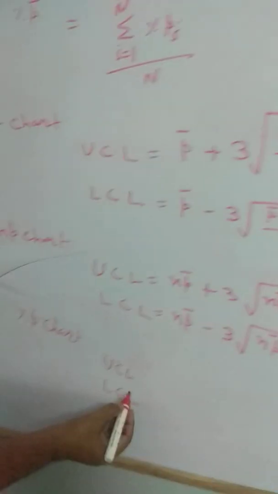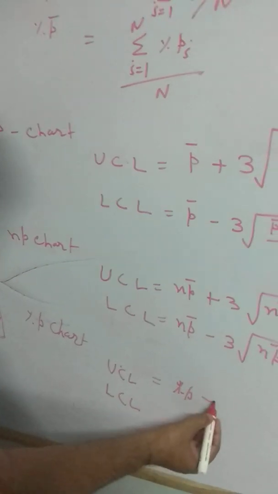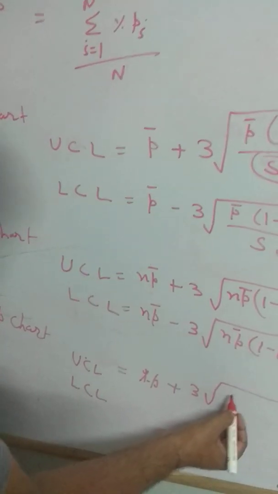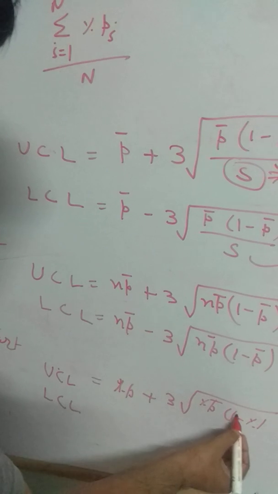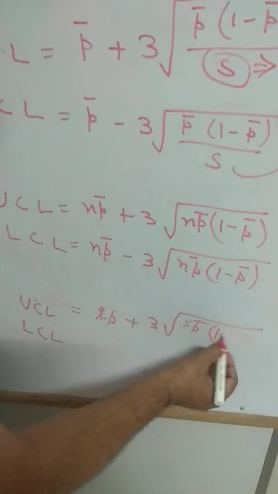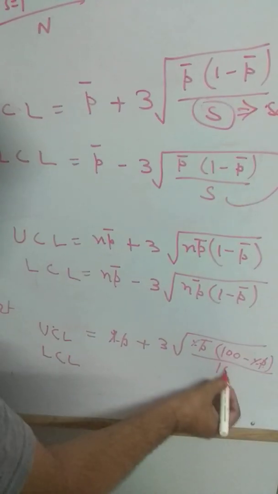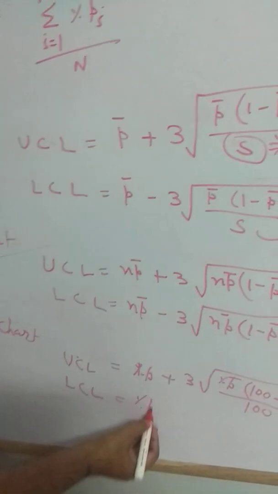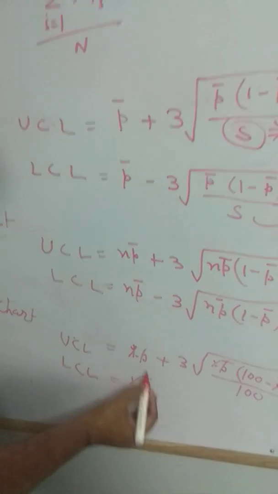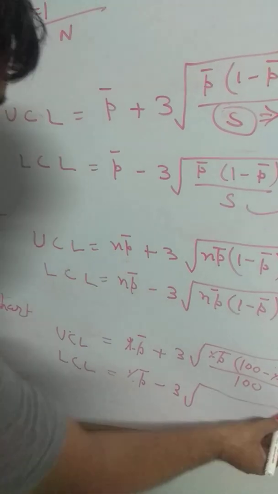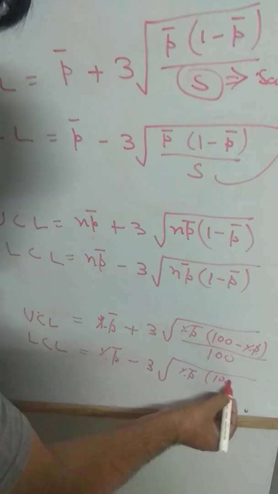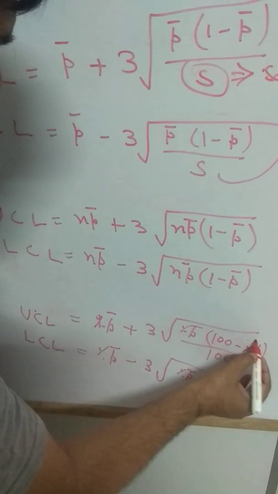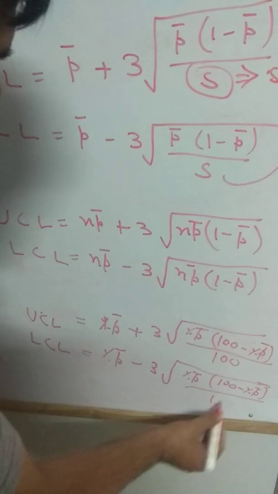And for the UCL of the percentage P chart, it is percentage P bar plus 3 under root percentage P bar into 100 minus percentage P bar upon 100, and LCL will be computed as percentage P bar minus 3 under root percentage P bar into 100 minus percentage P bar divided by 100. Okay.